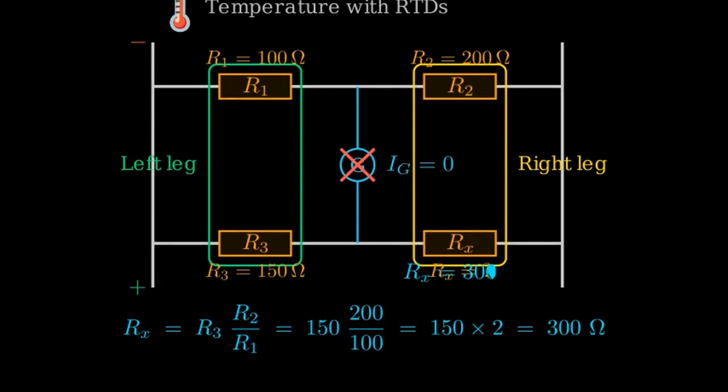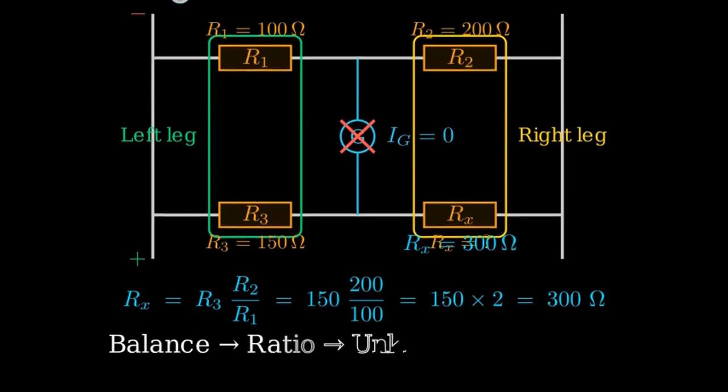That is the Wheatstone Bridge. Balance the 2 legs, read 0 current, and use a ratio to find the unknown resistance.